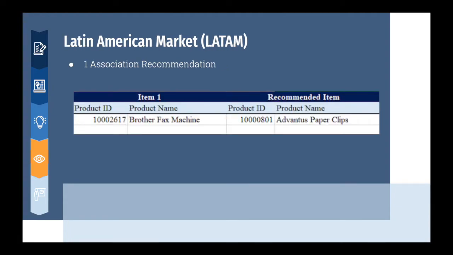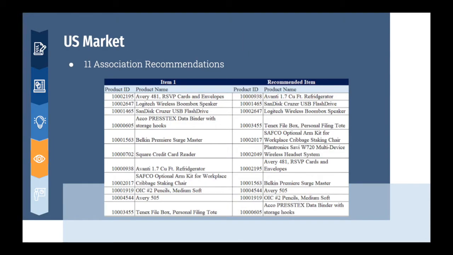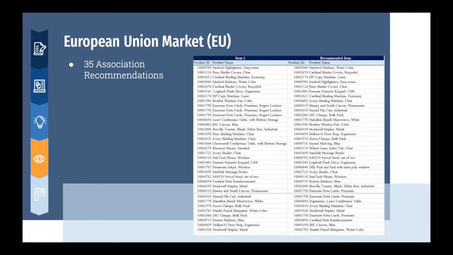In the 2014 Latin American market, there was only 1 product association found, but we believe that this bundle would also find great success from being marketed as complementary products. In the US market, there were 11 product associations found. Of these, we believe that there were 4 unique pairs that would be great contenders to include in the marketing campaign. And lastly, in the EU market, there were 35 different product associations found. However, we believe only 5 of those are worth including in the campaign.